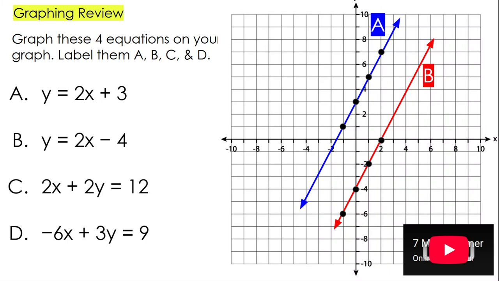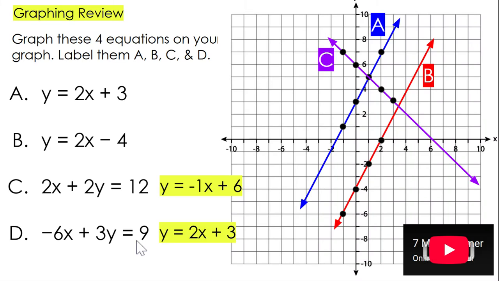Line B. C, this is not graphable in its current state, so I solve for y, and I get a slope of -1, y-intercept of 6. Okay. Then, same thing with D, y equals 2x plus 3. Oh, that's weird, but I'll draw it anyway and label it.